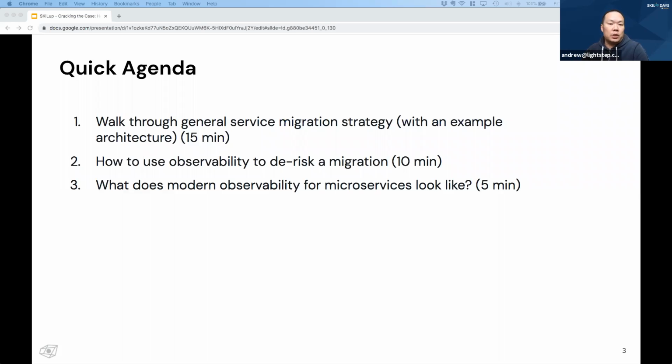So for today's webinar, we will be going through an example migration process. During this discussion, we will talk about the overall strategy for the migration, how to use observability to de-risk the move, and then also how to use observability once you have moved into this microservice world and what it would mean.